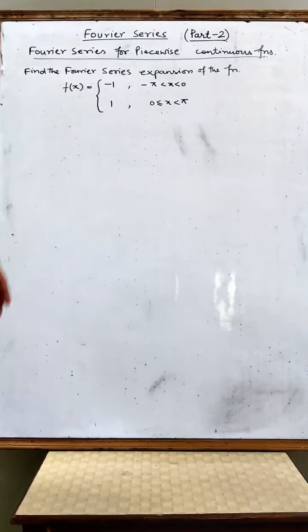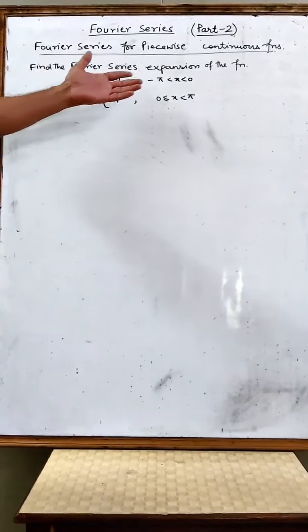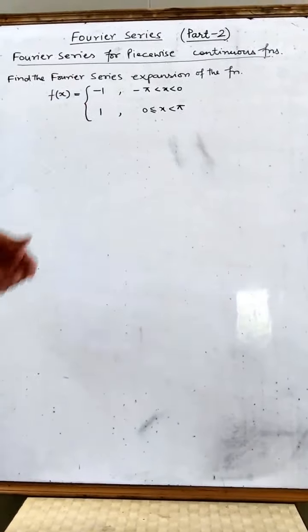So students, now find the Fourier series expansion for this function, and we are seeing that this function is piecewise continuous. Why piecewise continuous? Because over this interval from minus pi to 0, the function is continuous. From 0 to pi, it is again continuous, being constant functions.